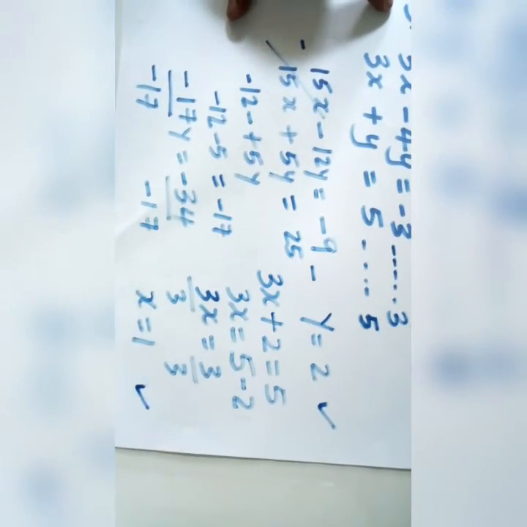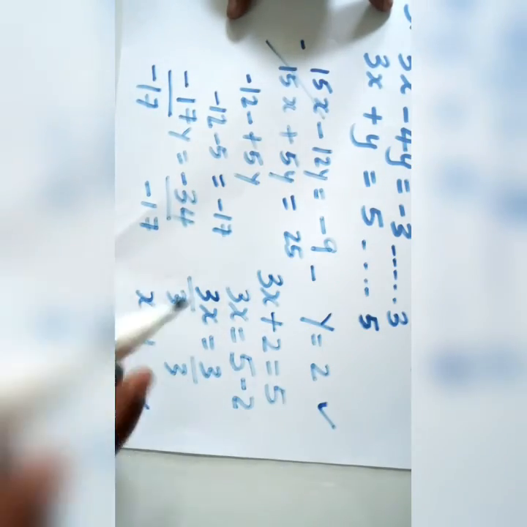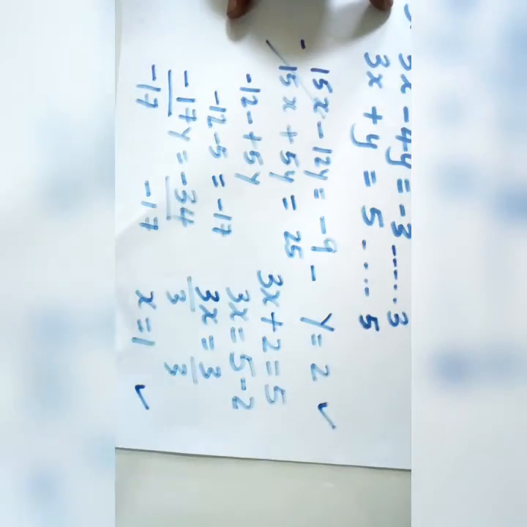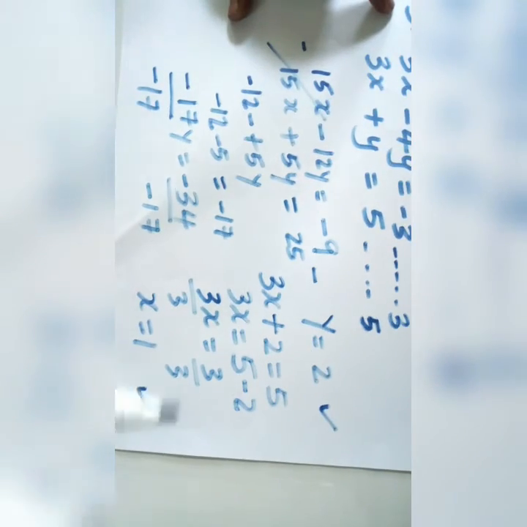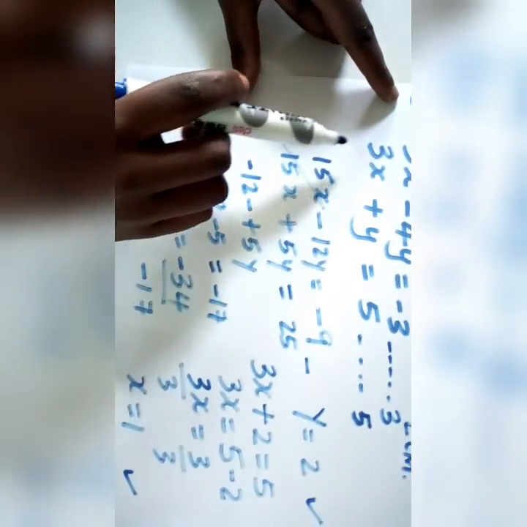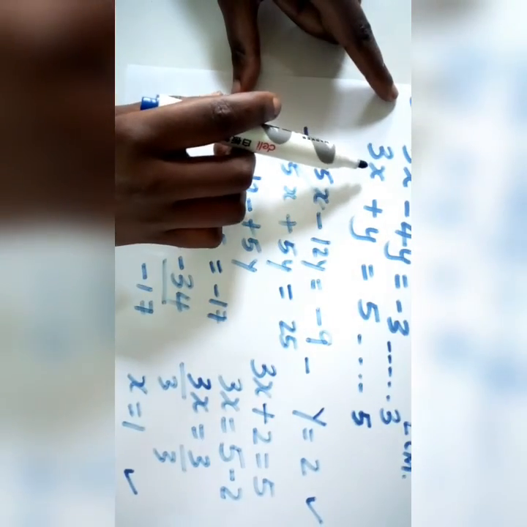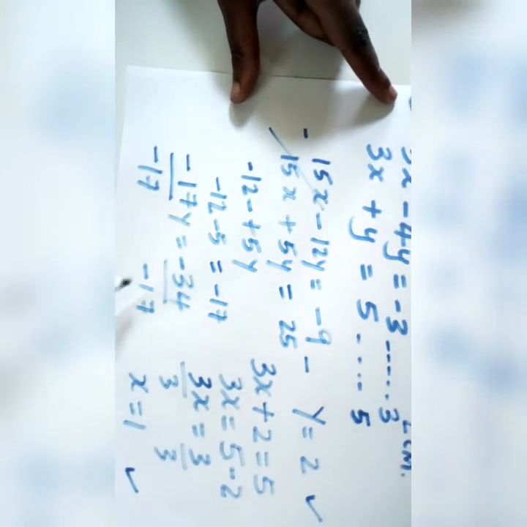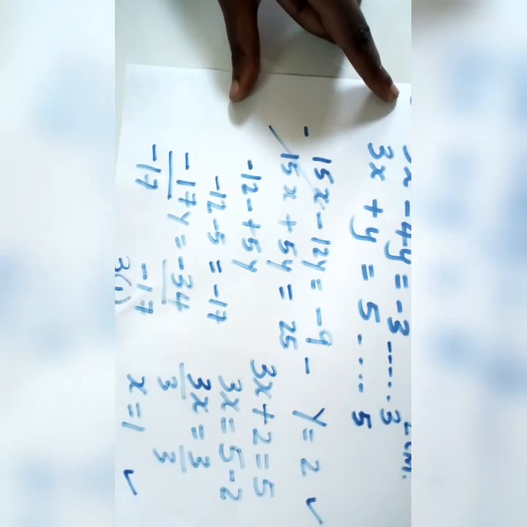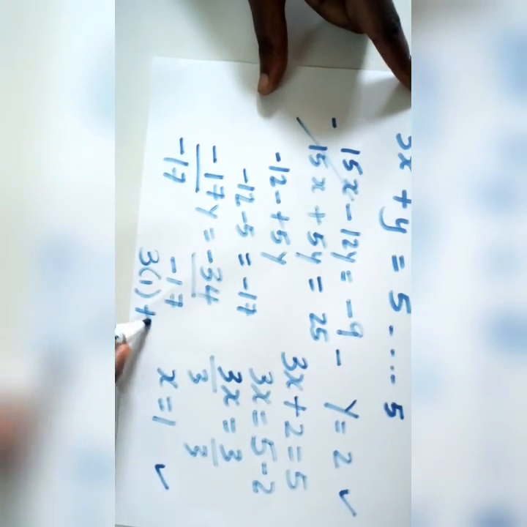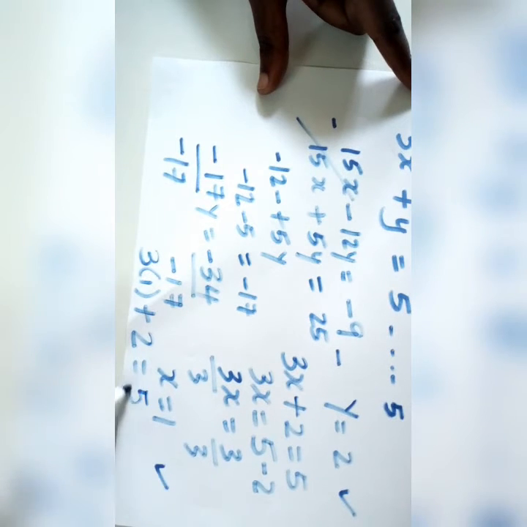When you substitute these two values, you get both answers correct. So we can actually try that one out. So we can use the second equation. So 3x, that will be 3 times 1 plus 2. Does this one give us 5? Yes, it does. And that's how you do it.